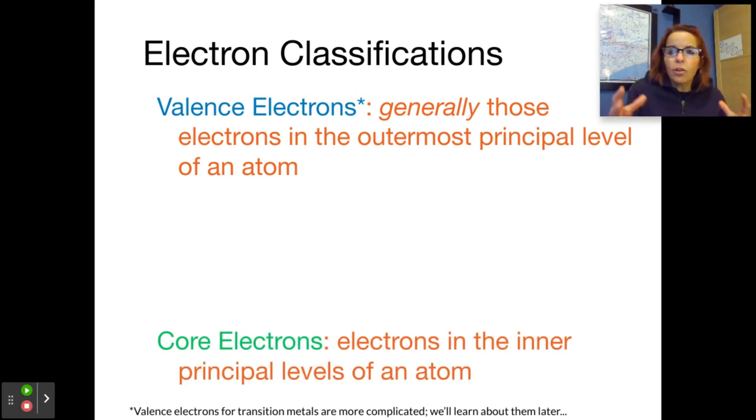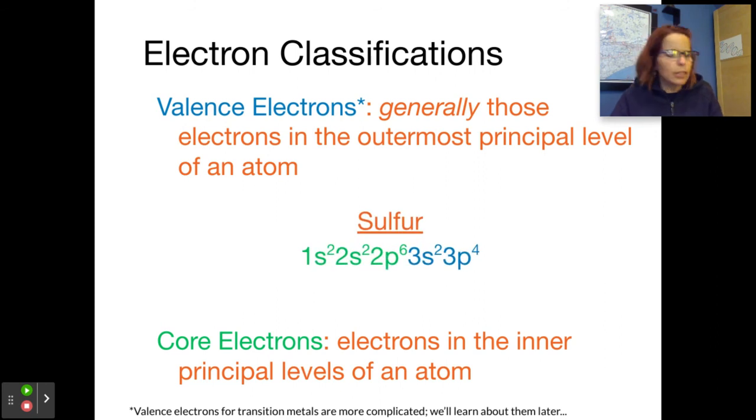The core electrons are all the electrons that are found on the inside levels, on the inner levels of an atom. So for example, if we looked at sulfur, sulfur is number 16 on the periodic table. So the green ones denote the inner core electrons, levels 1 and 2. And then level 3 is the valence electrons. And so there are 6 valence electrons, 2 in the 3s and 4 in the 3p. It's the principal energy level that's determining what are the valence electrons. It gets a little bit more complicated than that, but for right now, we're going to go with that.